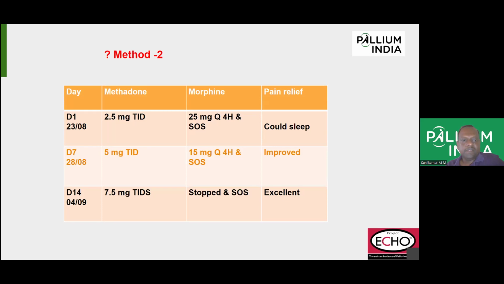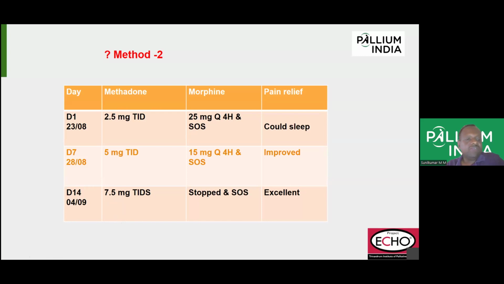And we did not add another 1/3 of methadone on the second day. Rather, we waited till day 7, and we added another 1/3 of methadone, so it went up to 5 milligram TID. We reduced the dose of morphine by another 1/3, so she had better pain relief. And on day 14, we increased the dose to 7.5 milligram TID.